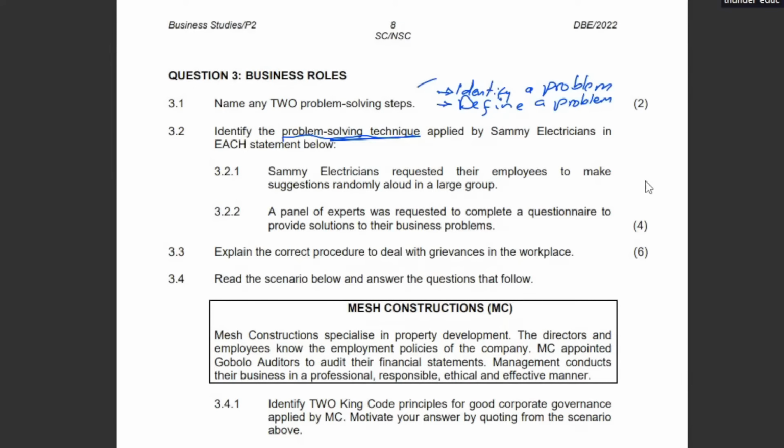So now, if you check, the first one says Semi-Electricians requested their employees to make suggestions randomly in a large group. So meaning each and every person is given a platform to suggest their ideas. And under business studies, whenever people are given that platform to give out their ideas, we call it brainstorming. This is brainstorming.